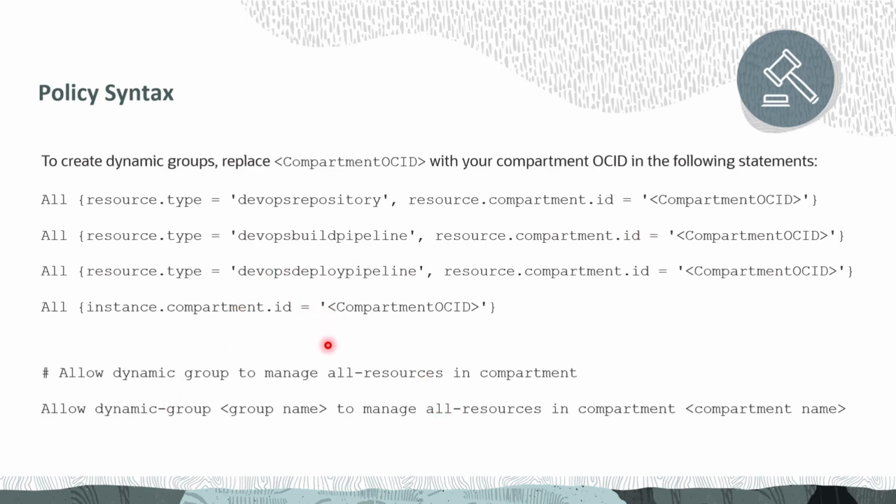Although you can create a single dynamic group for all the resource types listed here, as you can see from the examples, we have created dynamic groups for DevOps repository, DevOps build pipeline, and DevOps deploy pipeline. You can group them together, but my advice here will be to have separate dynamic groups for each resource type as it gives you more granular control in terms of managing access to the resources in the compartment or tenancy.